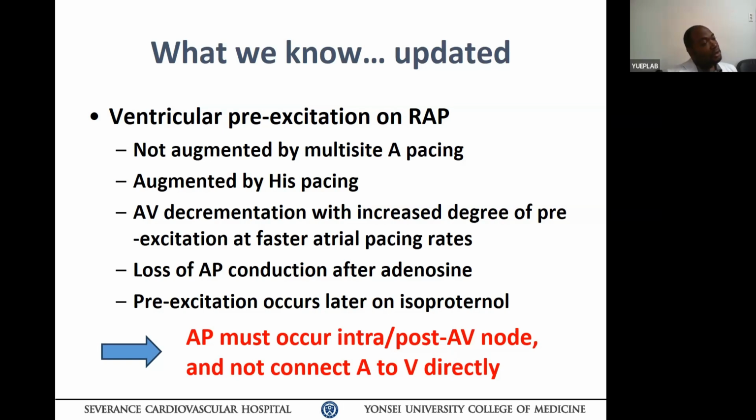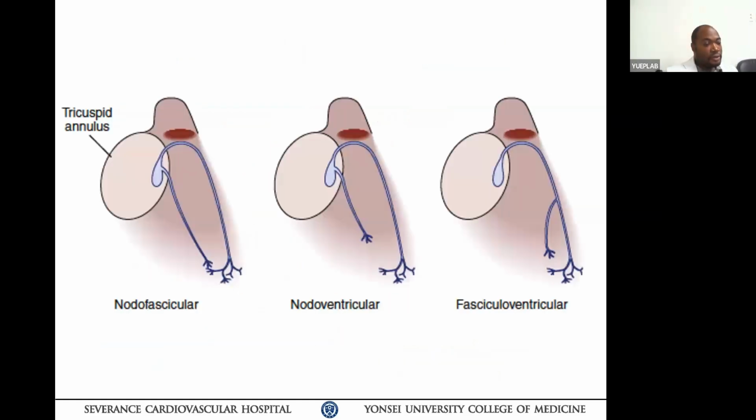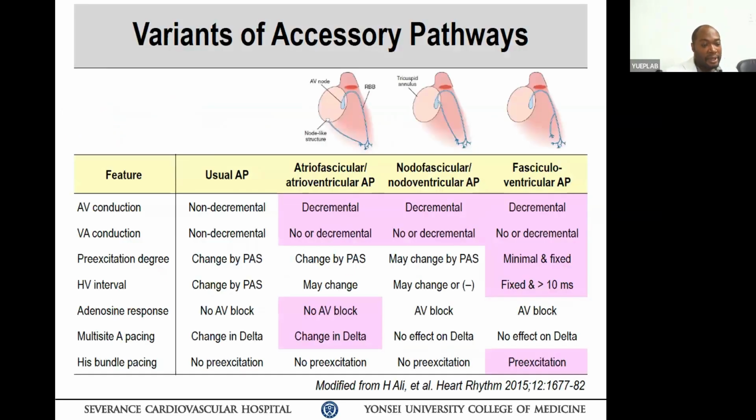But when there's AV node conduction, then we have manifestation of this pathway. So that gave us three options: a nodoventricular, nodofascicular, or fasciculoventricular accessory pathway. And this is just to tabulate the differences between them. For nodofascicular and nodoventricular, there's decremental property, AV and then VA. Pre-excitation is minimal and fixed in fasciculoventricular, whereas it may change with atrial stimulation in nodofascicular and nodoventricular.